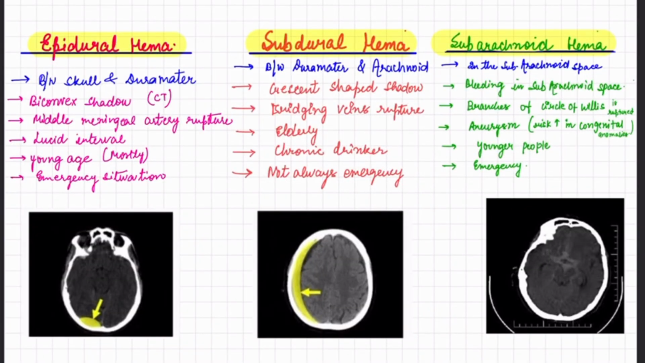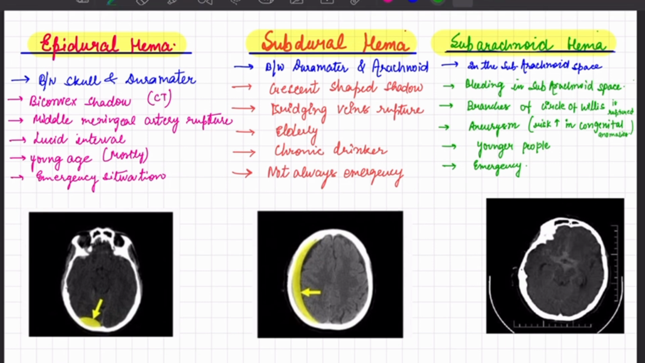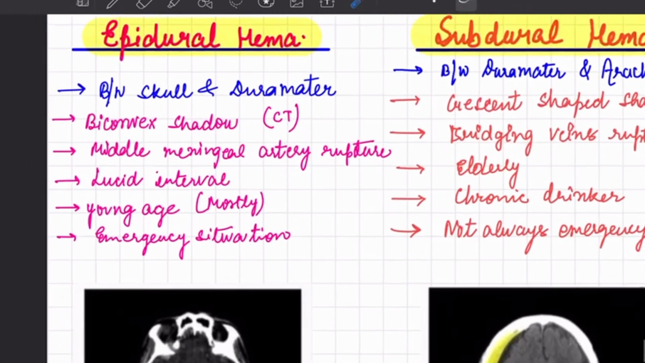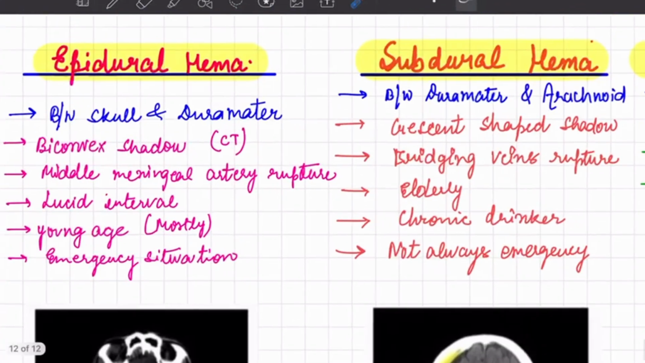Students, today we are going to learn about some hematomas. To begin with, we will discuss epidural hematoma, and after that we will discuss subdural as well as subarachnoid hematoma. So first of all, let's know what epidural hematoma is in detail.